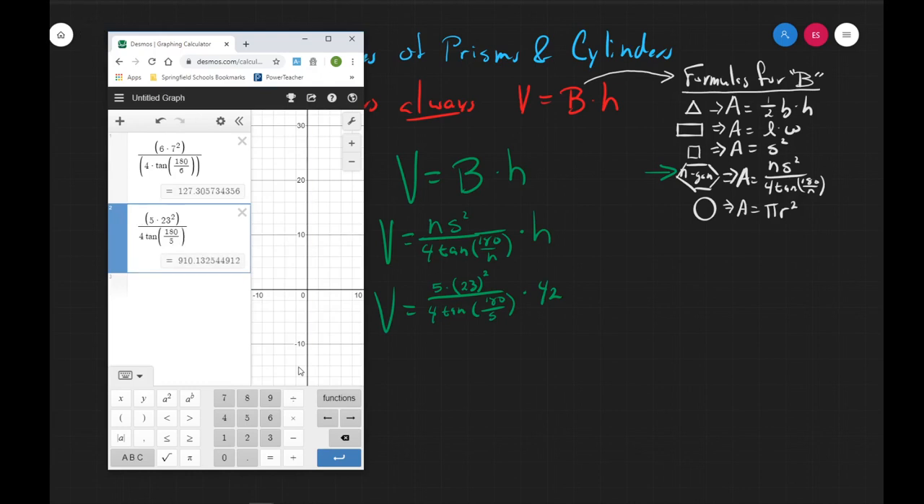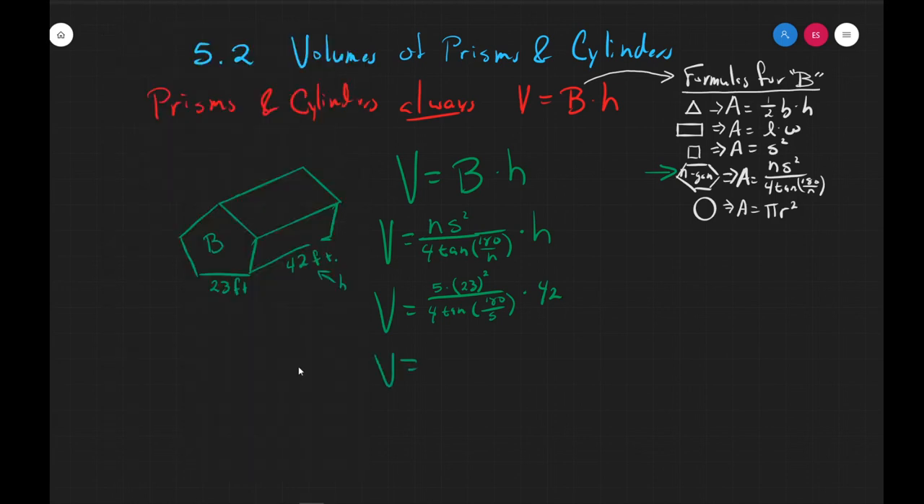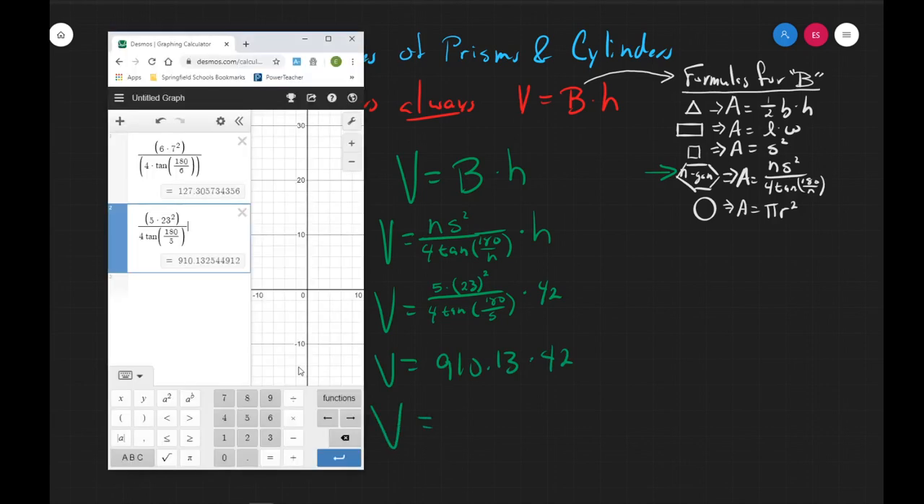So if you want to write it out in a couple different steps, the area of our base is 910.13. So V equals 910.13 times 42. And our final volume is going to be this number times 42. Okay, so we have that whole thing typed into Desmos.